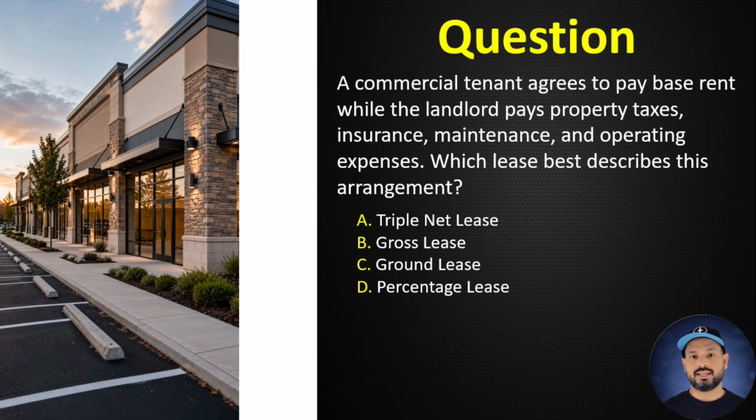Question number 14. A commercial tenant agrees to pay base rent while the landlord pays property taxes, insurance, maintenance, and operating expenses. Which lease best describes this arrangement? A. Triple net lease. B. Gross lease. C. Ground lease. D. Percentage lease. Correct answer: B. Gross lease. Under a gross lease, the landlord generally pays most operating expenses.